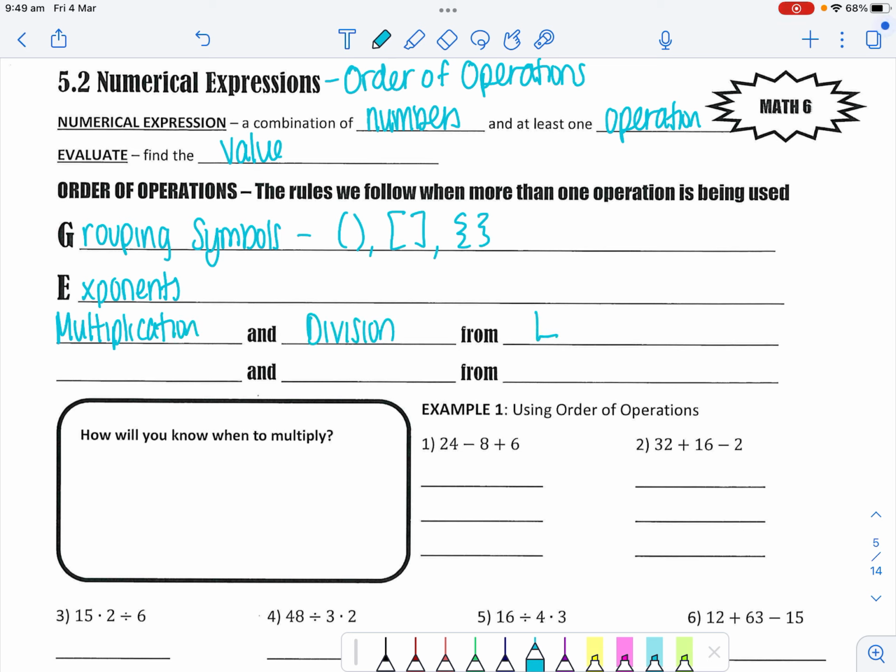From left to right. And this is super important. As we are traveling through our expressions from left to right, if division comes first, that's what you should do first. Okay, it's multiplication and division. They are equal operations to each other. We do them from left to right. Same thing with addition and subtraction. Okay, those are considered equal operations, so we do them from left to right.